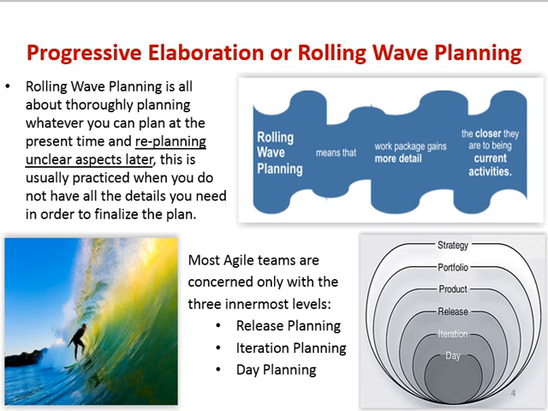So strategy at the top, then we have a portfolio, drill down, product, drill down again, you get a release, finally the iteration, and ultimately the day, which is the actual task. So this is how you do rolling wave planning. So adaptive planning, rolling wave planning, progressive elaboration are terms related to agile, because agile is an adaptive, iterative, and incremental continuous approach.